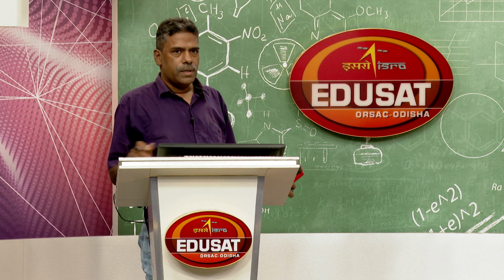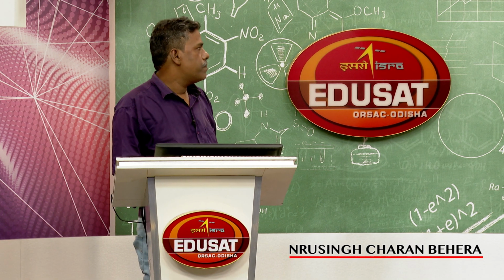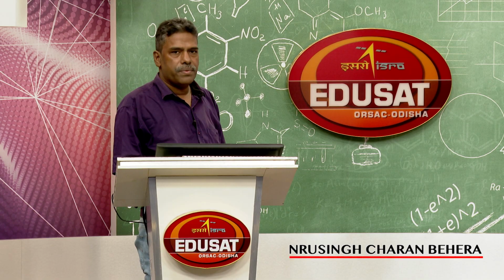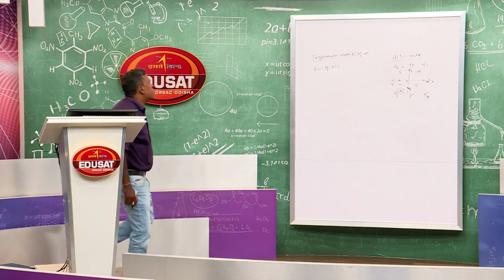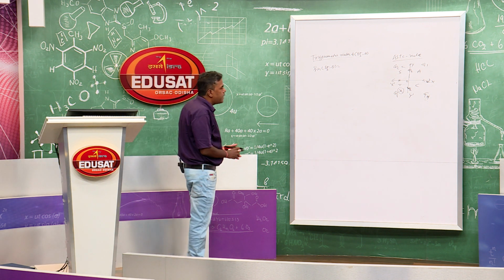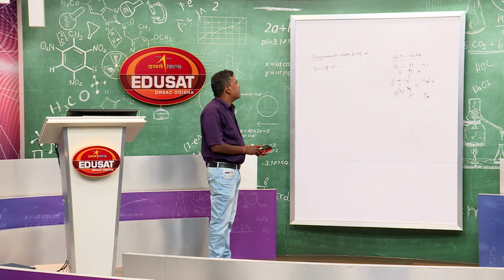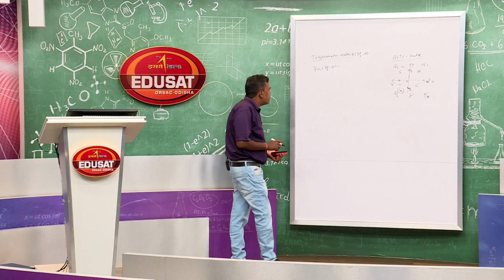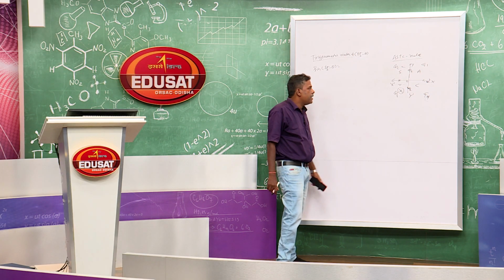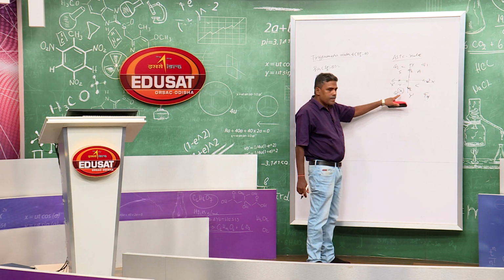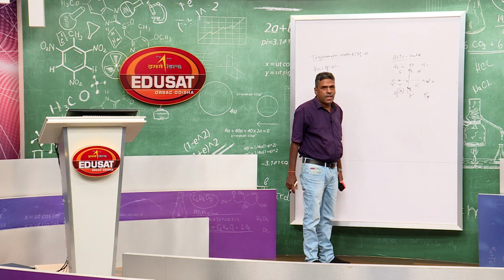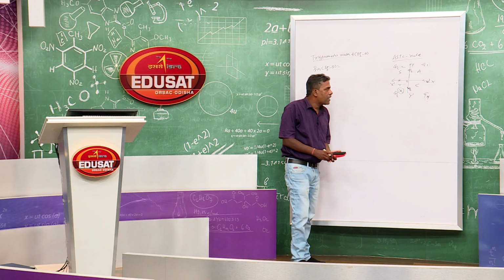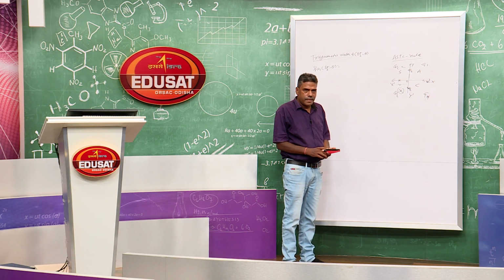Dear students, today's topic is trigonometry, that is trigonometric ratios of 3 pi by 2 plus minus theta. First I will discuss trigonometric ratios of 3 pi by 2 minus theta. So, 3 pi by 2 minus theta is an angle in quadrant number 3. In quadrant 3, tan and cot both are positive, others are negative.